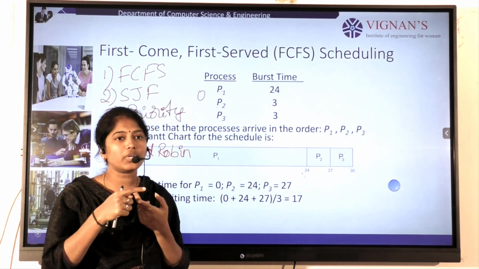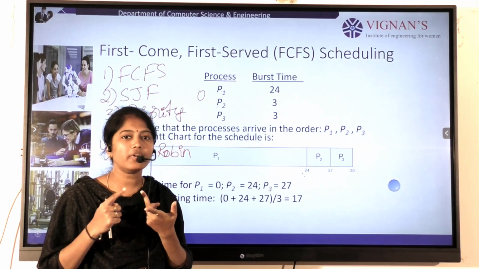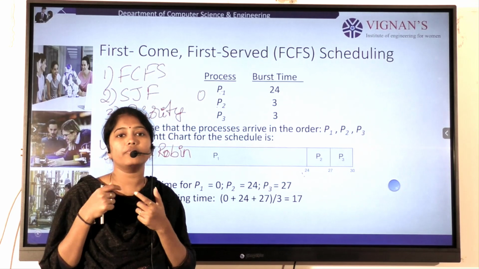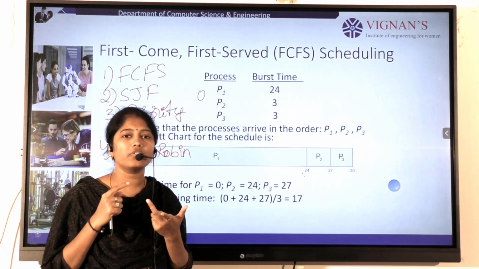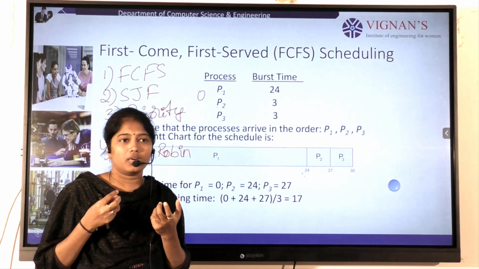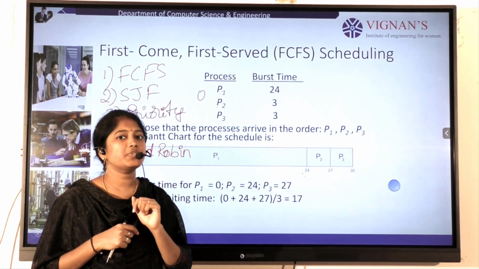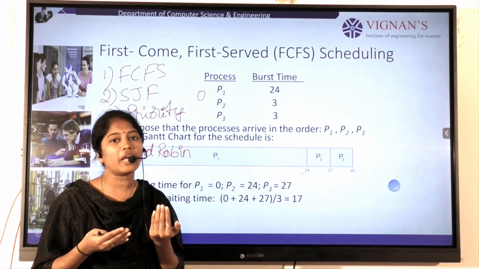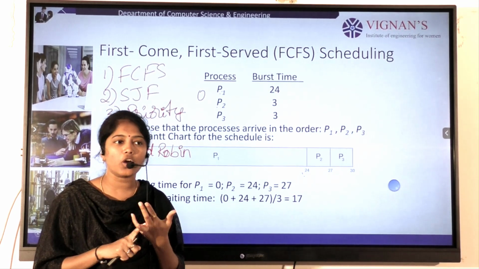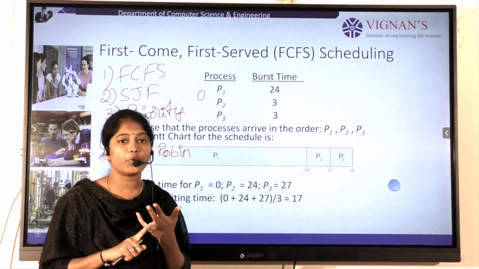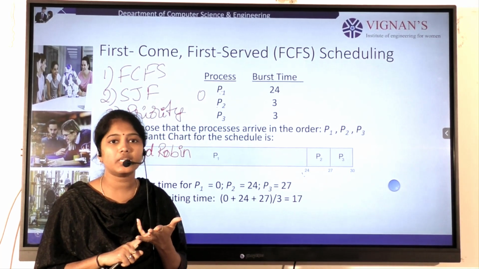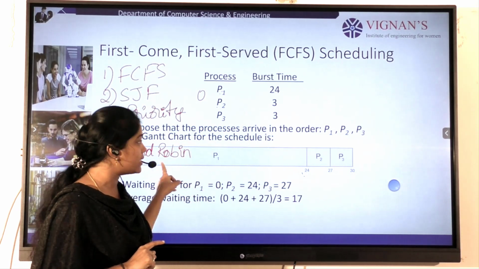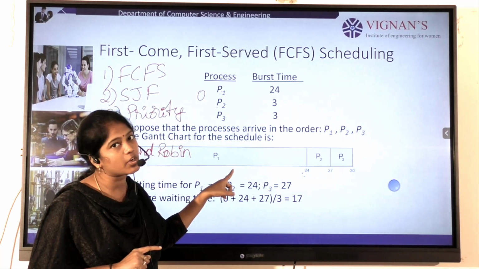There are two types of scheduling algorithms, preemptive and non-preemptive. Preemptive means when a process gets interrupted in the middle, that process comes out of execution and another process will be allotted. That is the preemption case. In non-preemption, a particular process will not be terminated until it completes its execution. Process P1 entered execution, and until it finishes, it will not be terminated.